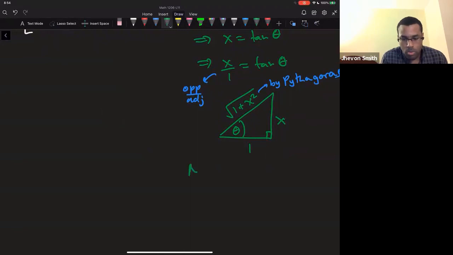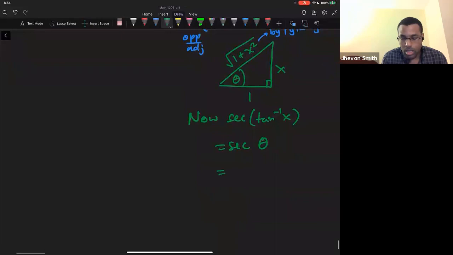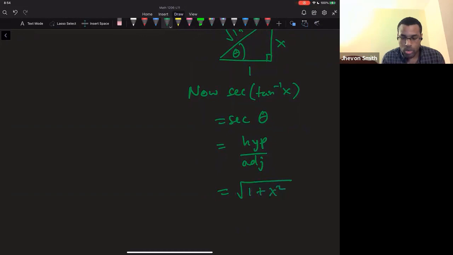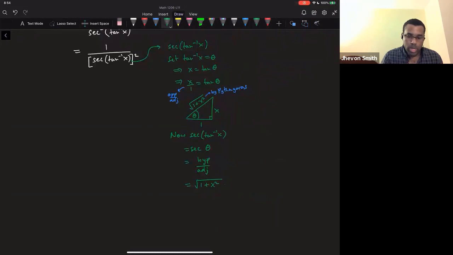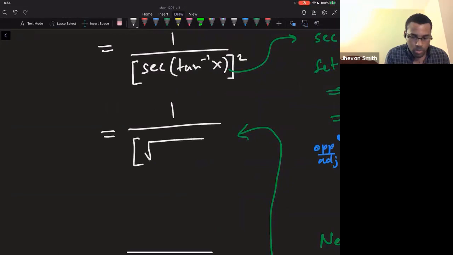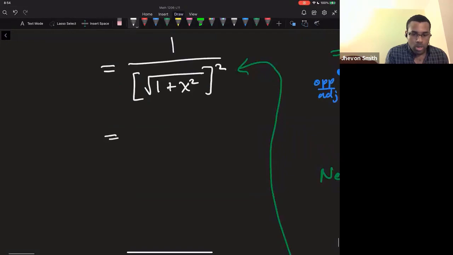And so now the secant of tan inverse is the same as the secant of theta. This is the same as hypotenuse over adjacent, because secant is 1 over cosine. So that's going to be the square root of 1 plus x squared. Go back, plug it in. And so this is going to be 1 over 1 plus x squared.